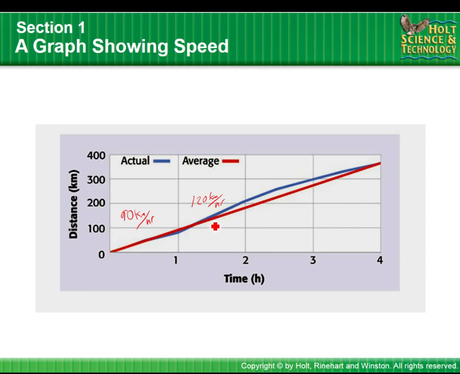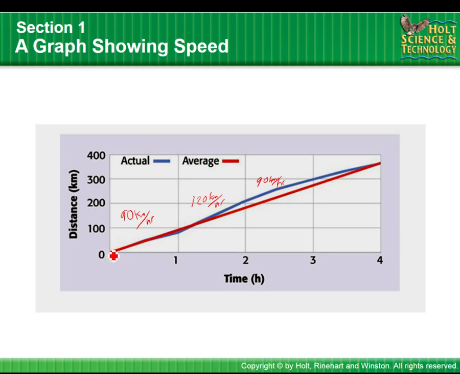It sped up. Look at the blue line here. It looks like it's slowing down a little bit again. So it goes from about 210 kilometers here to about 300 kilometers here. So that's back to 90 kilometers per hour. So you can see that car did not keep a constant speed for its whole trip. And then it slowed down a little bit more here, it looks like. So the red line is going to show the average.